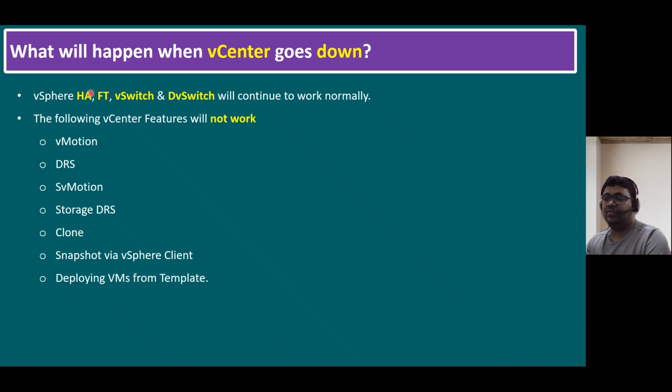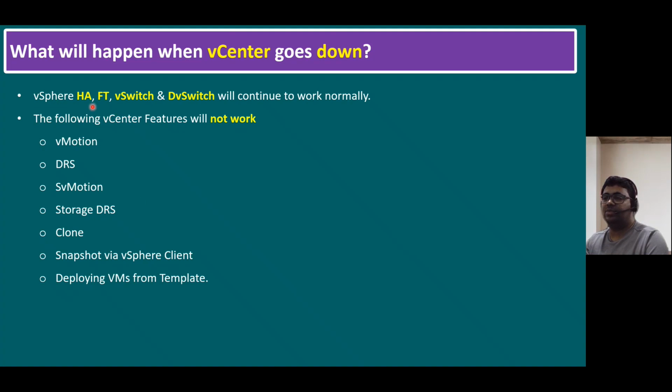This HA agent service will take care, even though vCenter server is down, there will be no impact to your HA feature. Our FDM agents will take care of host failure scenarios, and fault tolerance will also work, and vSwitch and DVSwitch features will continue to work normally during the vCenter down scenario. This is one of the common interview questions. In most interviews you may get this question: what will happen when vCenter goes down? You can explain these two points.